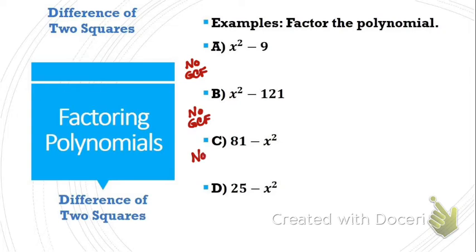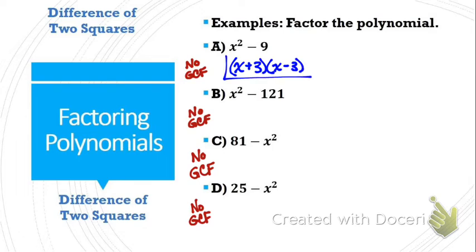Difference of perfect squares will factor into what kind of pairs? Conjugate pairs, very good. What's the only difference between the two factors in a conjugate pair? Plus or minus. So how does A factor? X plus 3, X minus 3. I don't care about the order, and if anybody else does, they are ridiculous. What about B? X minus 11, X plus 11.